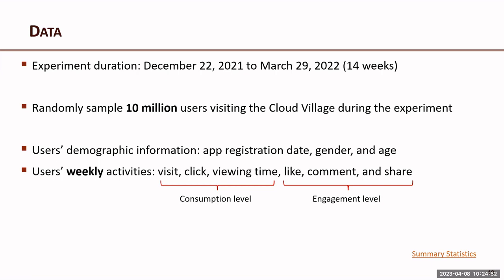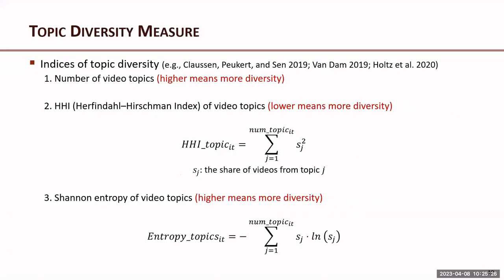But if you do it in the ranking stage, adding some more objectives, then many things will change, such as the embedding training or other things. So it's not clear whether the results are from exactly the diversifying. And the main focus of this paper is the topic of videos, the topic diversity. So we also track the topics of all videos recommended to each user and construct our topic diversity measure.